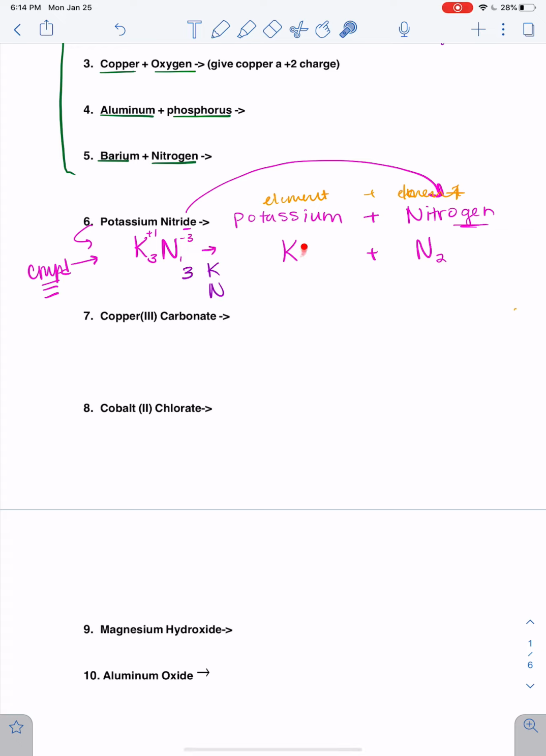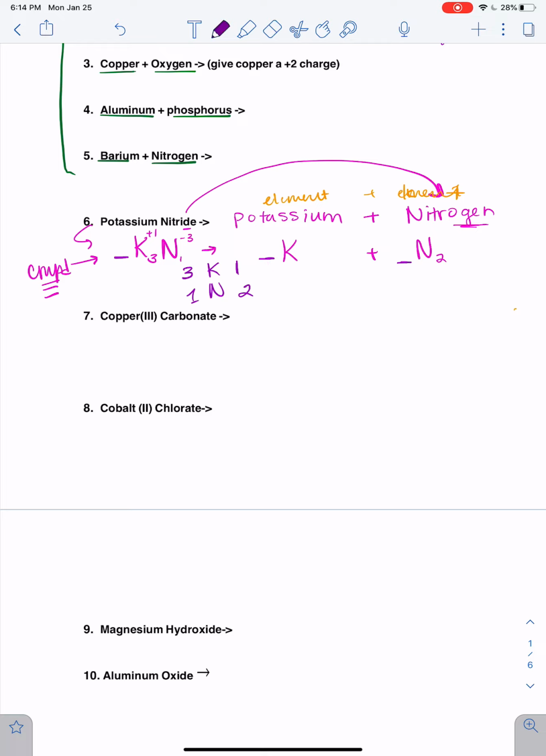On my product side, I have 1 K, or 1 potassium, so I'm going to write a 1. On my reactant side for nitrogen, I have 1, so I'm going to put a 1. And on my product side, I have 2, so I'm going to put a 2. Now, I am going to work from the top of this list downward, balancing them out by using coefficients. Remember, coefficients go in front of the word, or in front of the symbol.